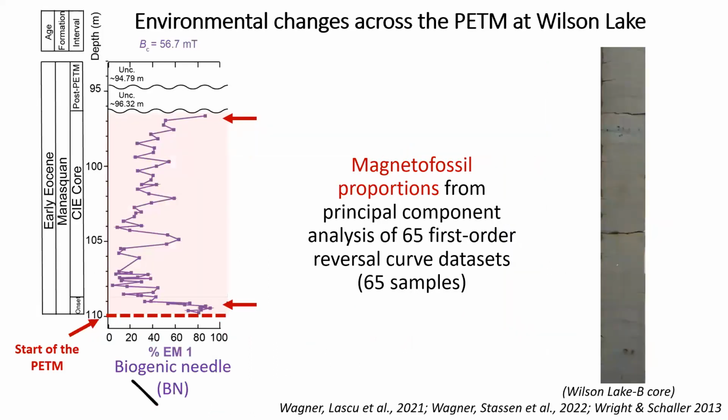So going back, again, we have this PCA analysis that gave us magnetofossil proportions for 65 data sets through this marine sediment core. So what we're going to look at here are those individual proportions plotted through time in the Wilson Lake core. So this red dashed line at the bottom is the start of the PETM, and we're going forward in time as we go up until we reach that squiggly line, which represents an unconformity where our data gets chopped off.